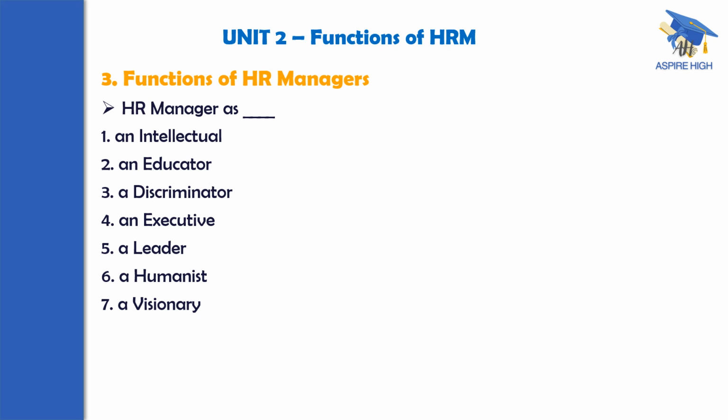So what and why means the role, and how a particular activity is going to be undertaken, how a job is going to be done, is the function. In this way, we are now going to discuss functions of HR managers, after thoroughly discussing the roles and responsibilities of HR managers in the previous session. HR manager has broadly 7 functions. The first one as an intellectual, second as an educator, third as a discriminator, fourth as an executive, fifth as a leader, sixth as a humanist, and the seventh as a visionary. We'll discuss all these functions one after another.